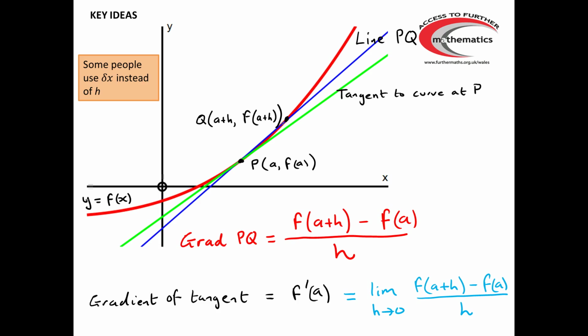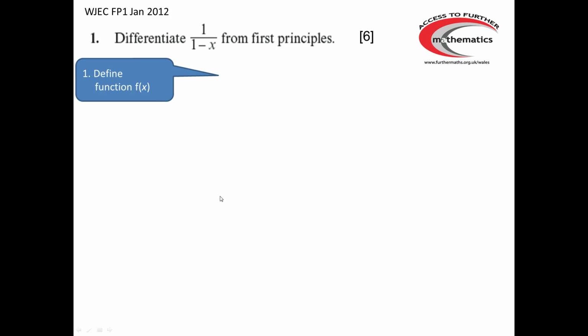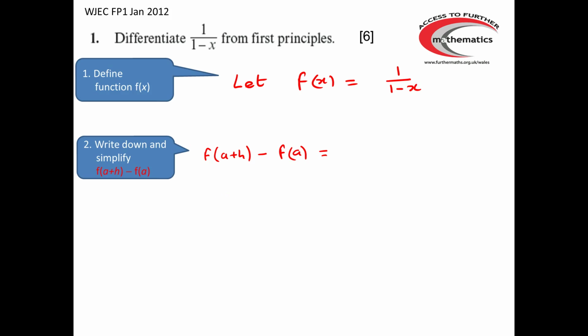So let's see how we would handle an examination question on this topic. The first thing to do on a question like this is simply to define the function f of x. So in this case we've got f of x must be 1 over 1 minus x. Now, second step is just to write down and then simplify the expression f of a plus h minus f of a. Well, f of a plus h is going to be 1 over 1 minus a plus h. f of a is going to be 1 over 1 minus a. In order to simplify this, the first thing we need to do is get rid of the brackets on the first fraction.